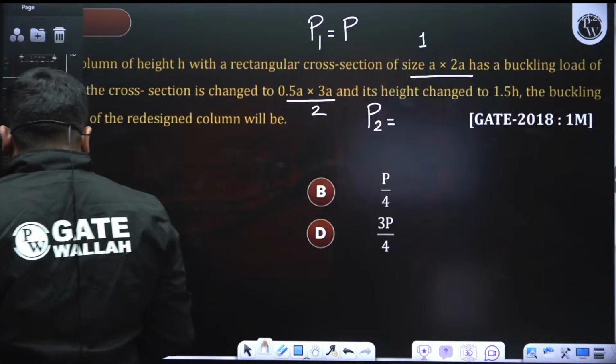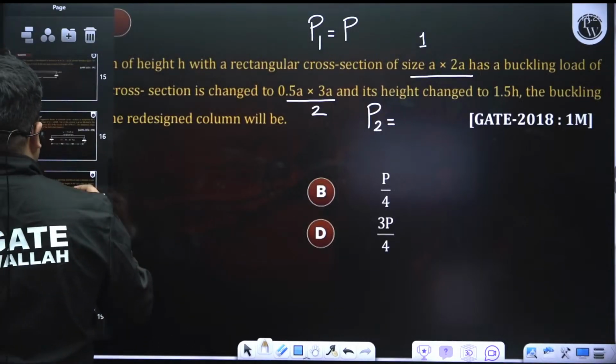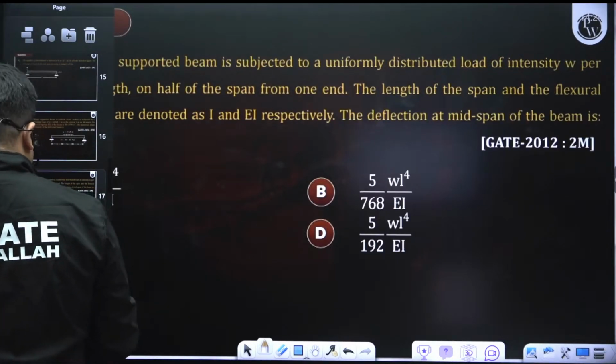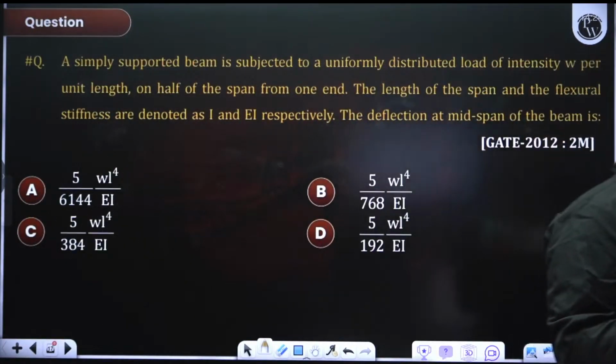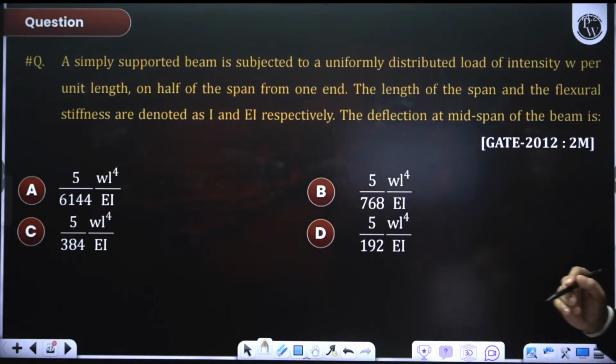So in between, let us solve some questions on deflection also, to just keep up the mood. Okay, so please solve this question on deflection. Read the question carefully and solve it.